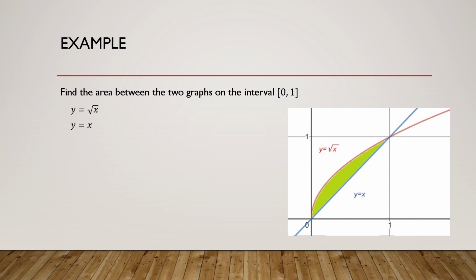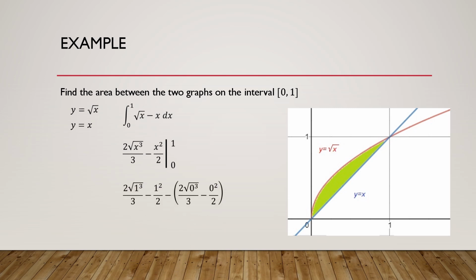Therefore, the area will equal the integral from 0 to 1 of the square root of x minus x dx. When we take the integral, we get 2 times the square root of x cubed over 3 minus x squared over 2 evaluated from 0 to 1. From this, we get 2 times the square root of 1 cubed over 3 minus 1 squared over 2 minus the quantity of 2 times the square root of 0 cubed over 3 minus 0 squared over 2. When we simplify, we get 2/3 minus 1/2, or 1/6 square unit of area.